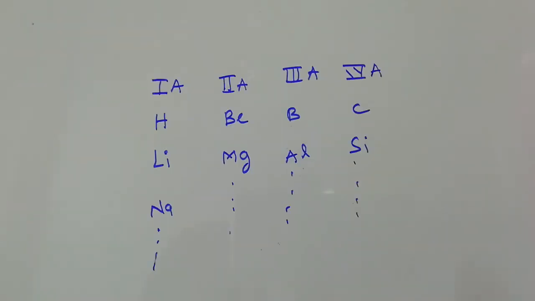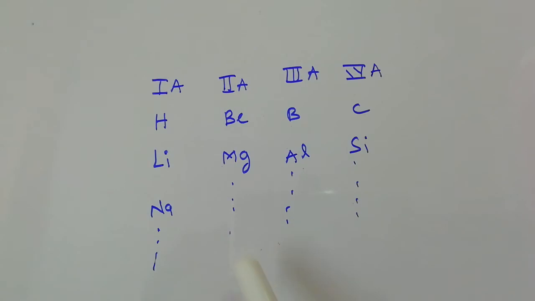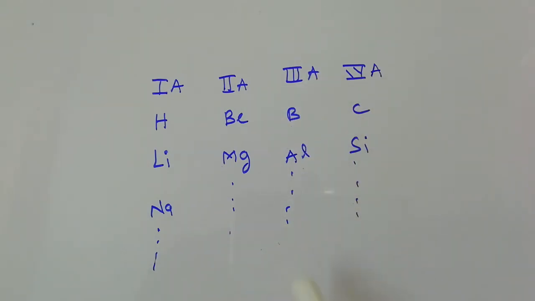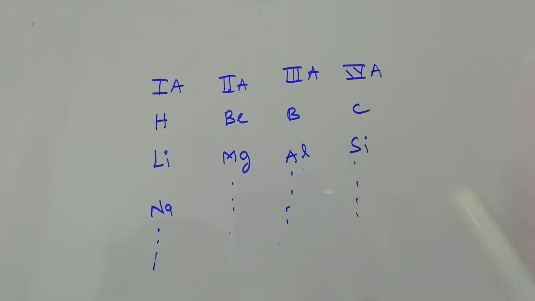See here I have written first A group elements like hydrogen, lithium, sodium, potassium and so on. Second A group elements beryllium, magnesium, calcium, and so on. And third A group elements boron, aluminium, gallium, indium. And fourth A group elements carbon, silicon, and so on.